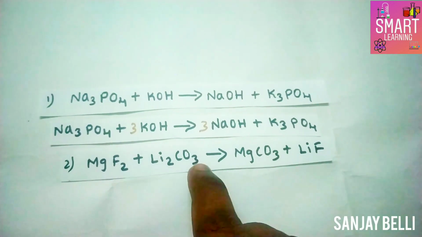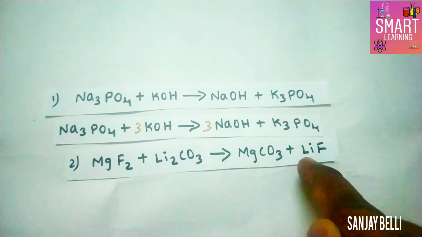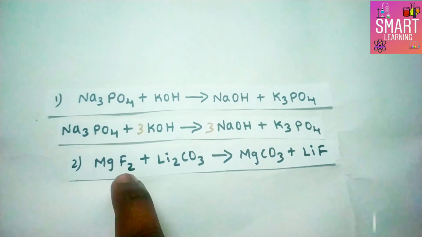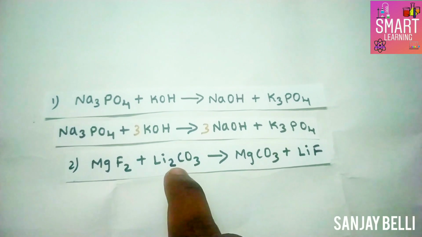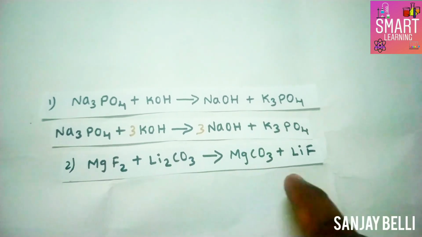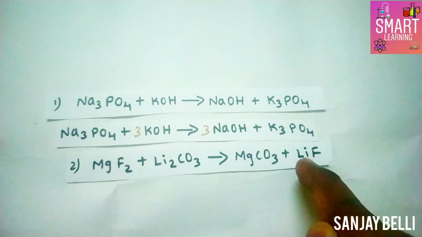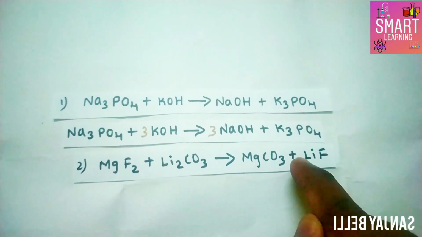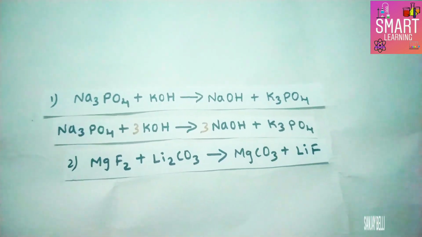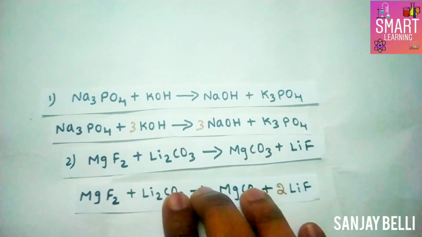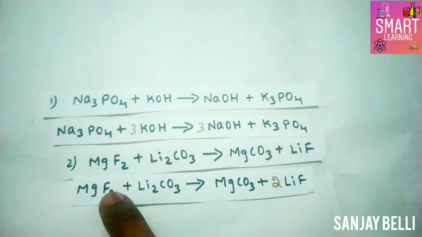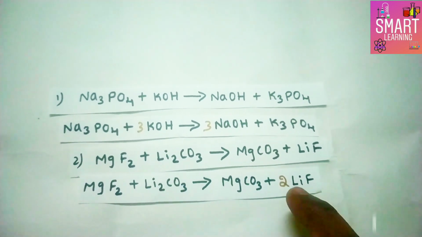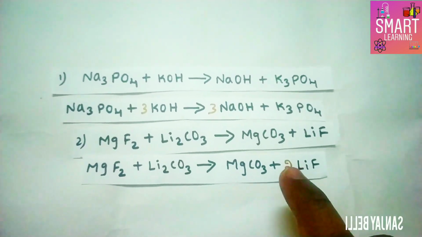MgF2 plus Li2CO3 gives rise to MgCO3 plus LiF. Here you can see 2 fluorines and 2 lithium on the left side, only 1 fluorine and 1 lithium on the right side. So here you have to keep that 2. If you keep 2 here, then it will be balanced. Now here you see 2 fluorines, 2 lithium, and here also you can see the 2 lithium.